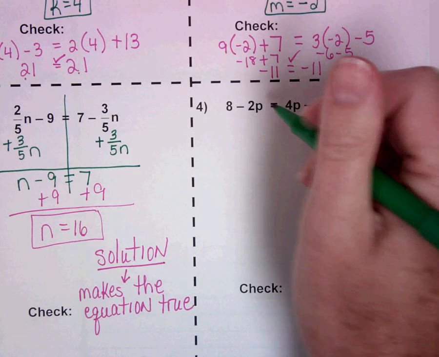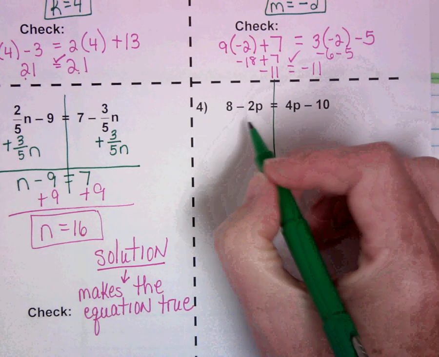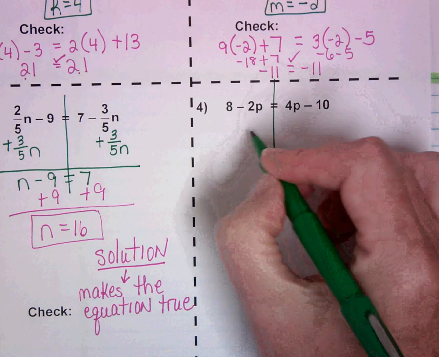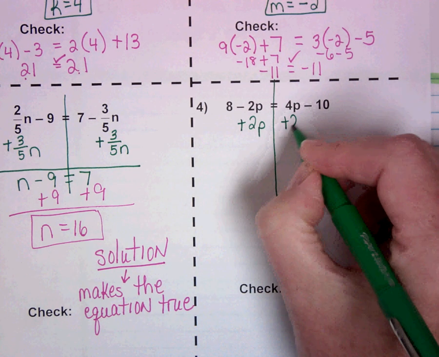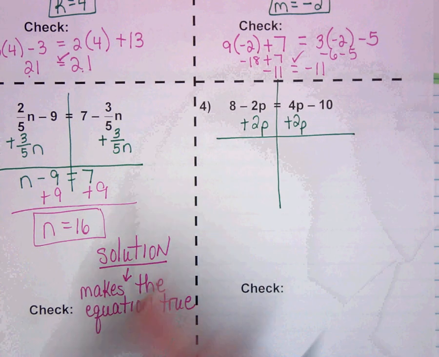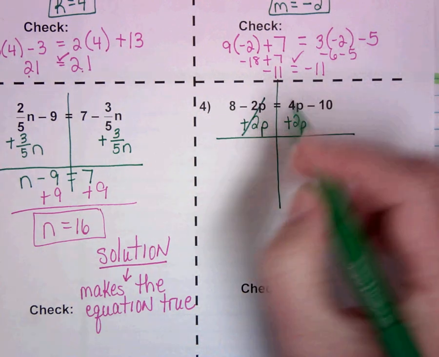Okay, last one to do. Let's do something a little tricky. We've been moving all our variables to the left. Let's go ahead and move it to the right and just see what it looks like. So I have minus 2p, which means I'm going to add 2p to both sides. Remember, the reason we're doing the operation to both sides is because an equation is balanced. And so if I want it to stay balanced, I have to perform the operation to each side.